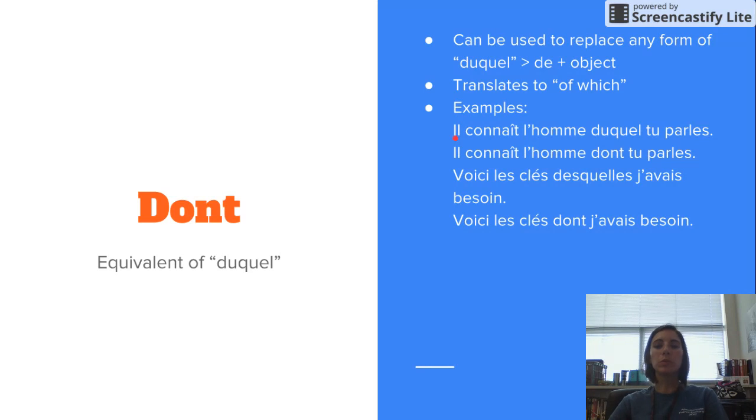Il connaît l'homme duquel tu parles. He knows the guy about which you speak. We have this again with dont. Il connaît l'homme dont tu parles. Dont is kind of cleaner and it's doing the same thing as duquel, of which you speak.